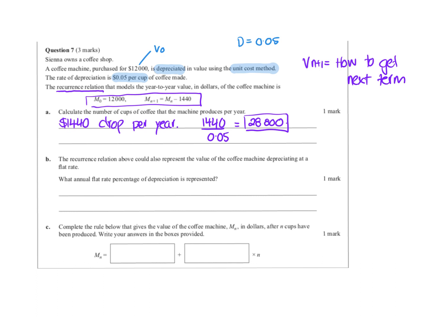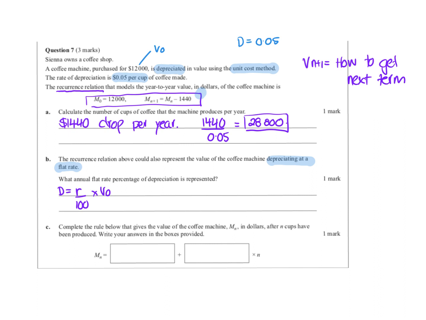Okay, the recurrence relation above could also represent the value of the coffee machine depreciating at a flat rate. So flat rate was when it's up here. It's actually written sort of in a flat rate form there. Okay, so if you look at it, the flat rate form means the same amount is taken off every year. And we can see that that's 1,440. So when it says what is the annual depreciation amount, if you go to your flat rate formulas, you'll see that the D has a formula of the rate over 100 times V0.